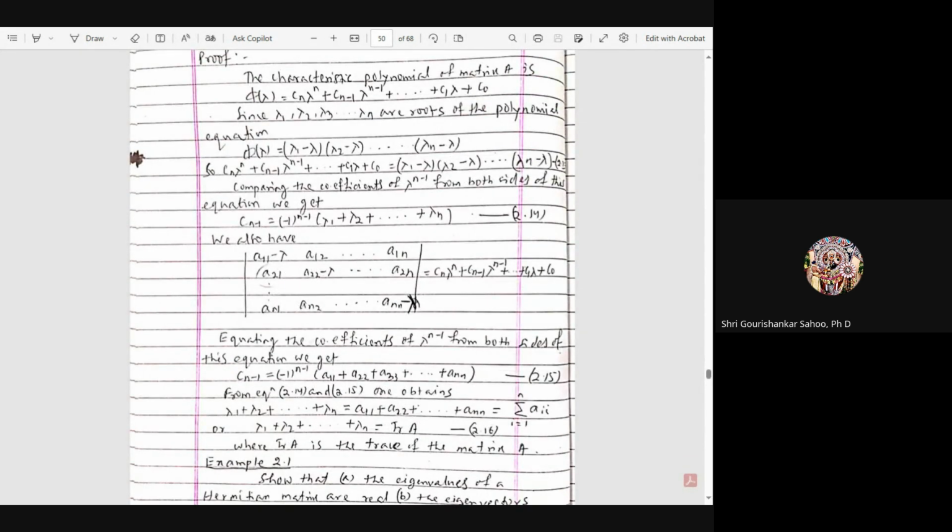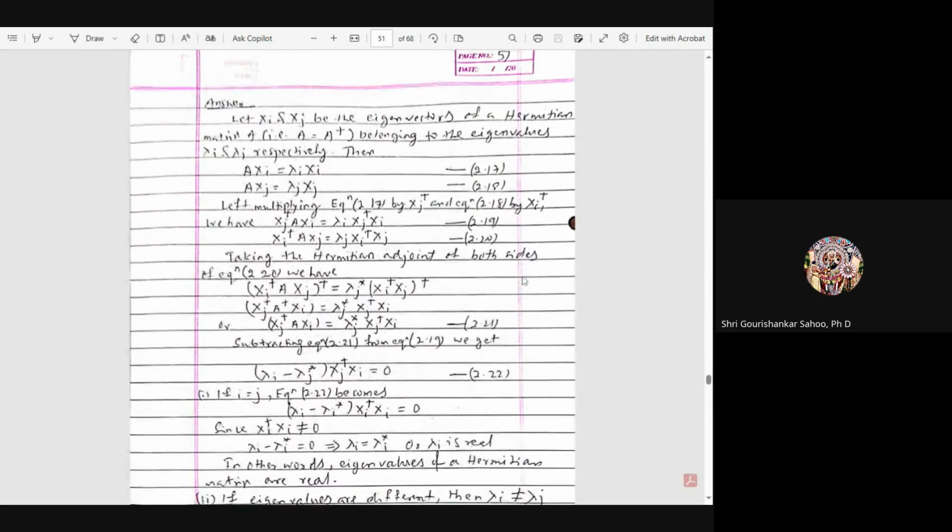That is, lambda 1 plus lambda 2 plus and so forth up to lambda n is equal to the trace of A. Then there are some examples. You can go through these as shown on the screen.